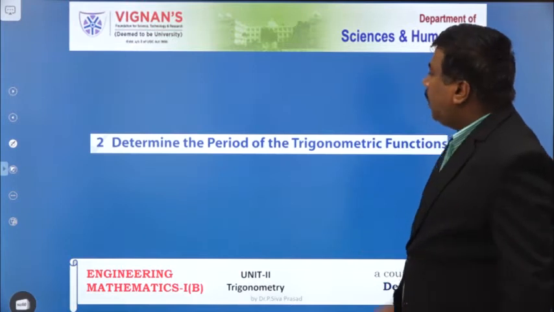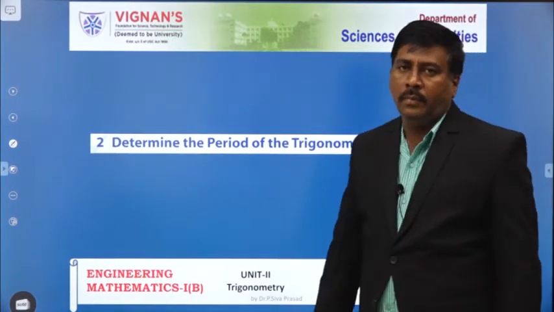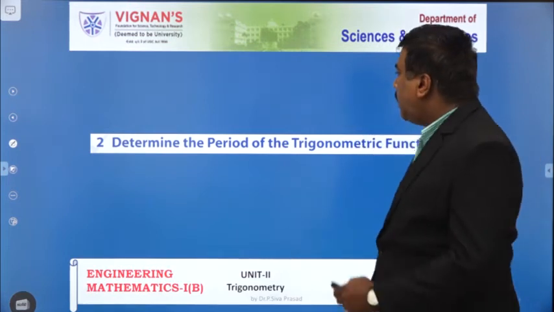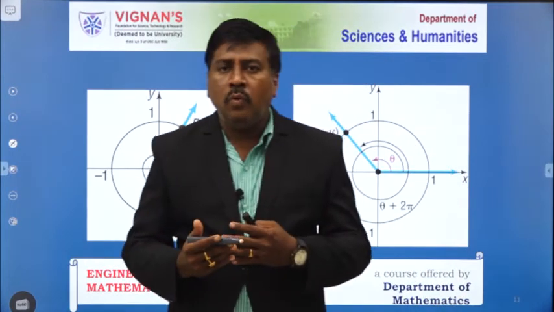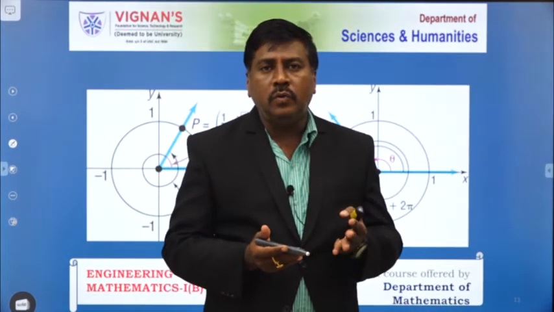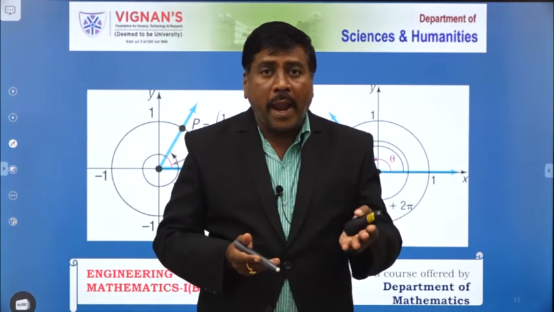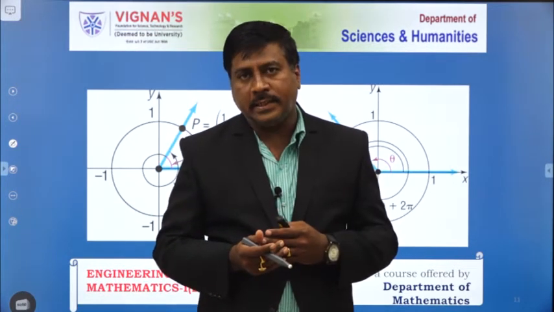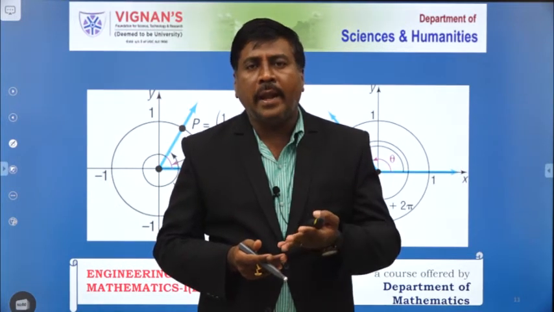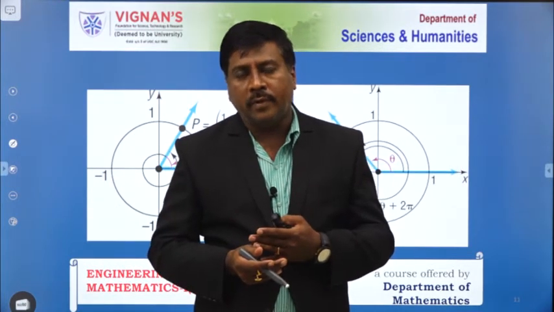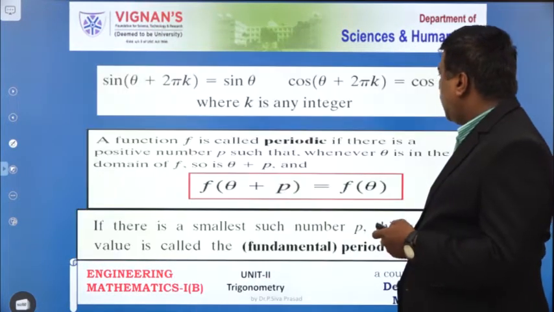Okay. Now, determine the period of the trigonometric function. So this is the second concept. Periodicity means whatever value we add to the angle, we will get the same value. So whatever the added quantity is called the periodicity. Whichever number is added, that is called the period of the trigonometric function. Okay, this is the basic information about the periodicity.